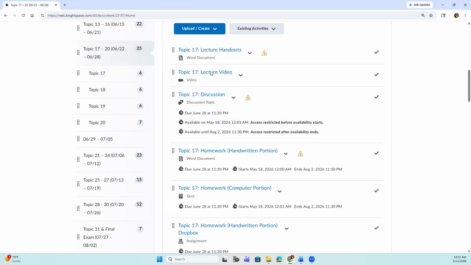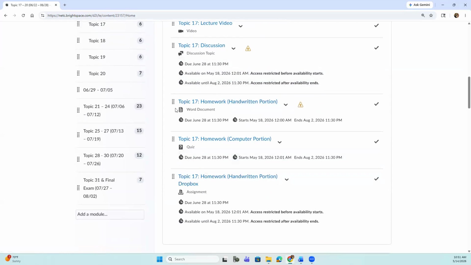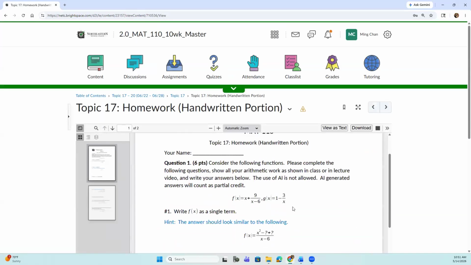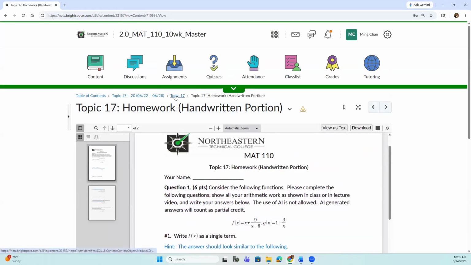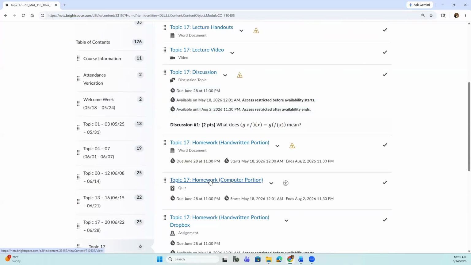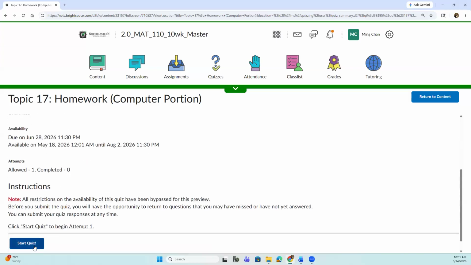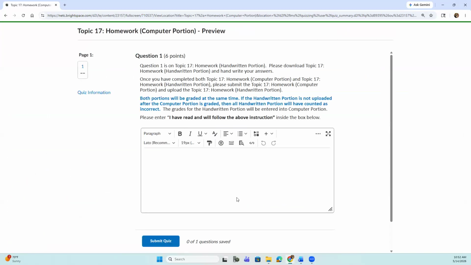Once you finish taking all the notes, please complete the discussions, and then you can begin to work on your homework. For this topic 17, you have a handwritten portion and a computer portion. The handwritten portion starts with question number 1 again, for example. So print the handwritten portion first, then open the computer portion, and do both portions back and forth until you finish the topical homework. This homework only has one question.